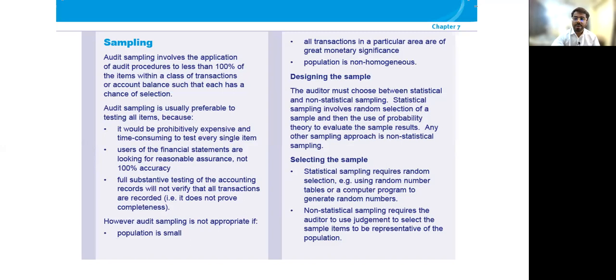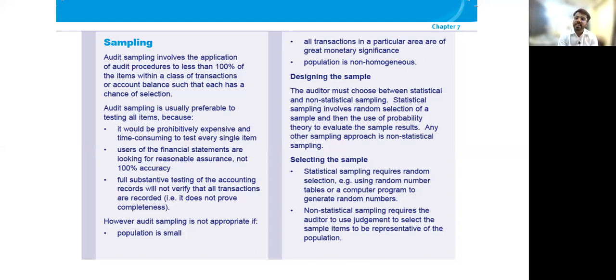Correct? It is practically impossible to check 100% of the transactions. So what does the auditor do? The auditor selects a few transactions out of those transactions and tests them. He examines those selected transactions only. And one of the selection methods is sampling.